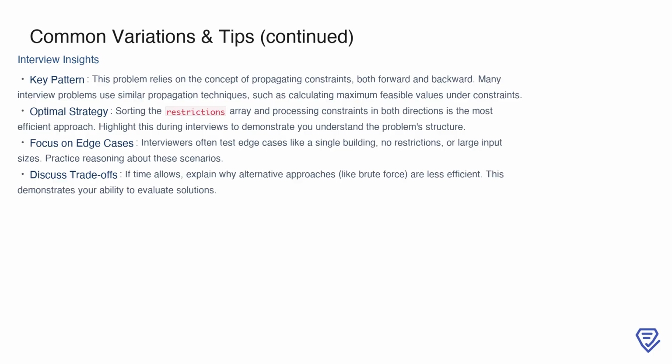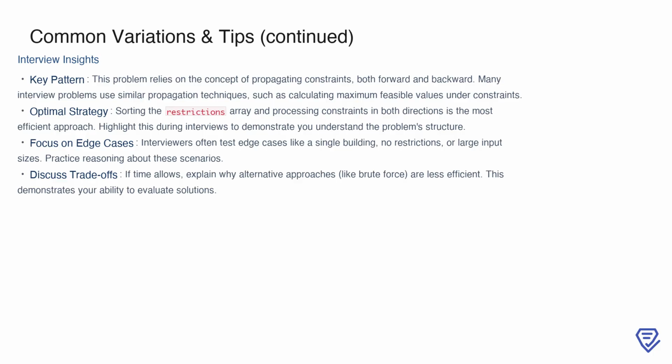Now, let's talk about how this problem is often approached in interviews. A key pattern to recognize here is the concept of propagating constraints forward and backward. This propagation technique is commonly used in other problems that involve calculating maximum or minimum feasible values under certain rules. The optimal strategy involves sorting the restrictions array and then processing constraints in both directions. Highlighting this approach during an interview shows that you understand the structure of the problem and its efficient solution.